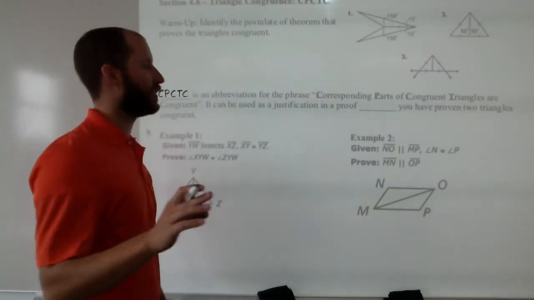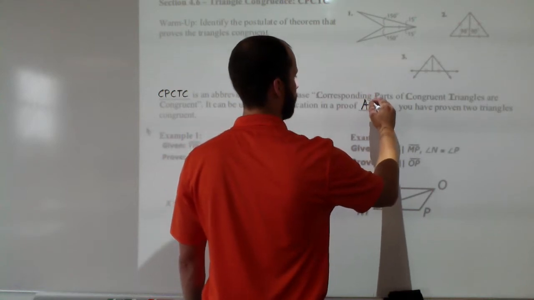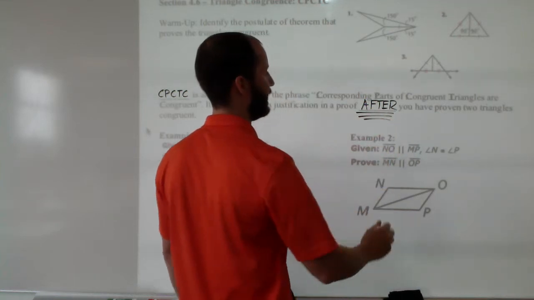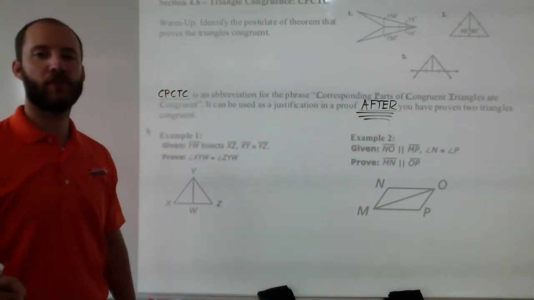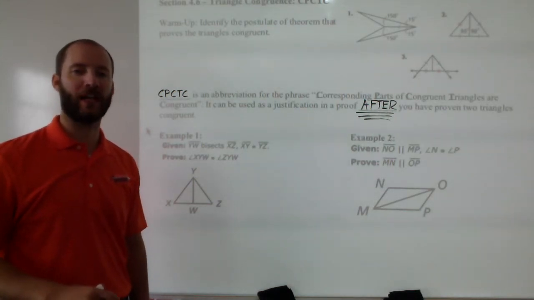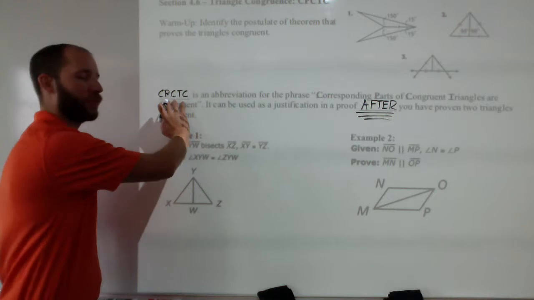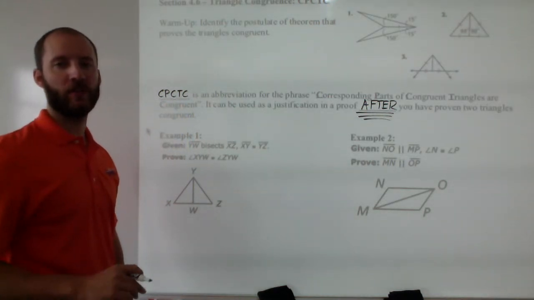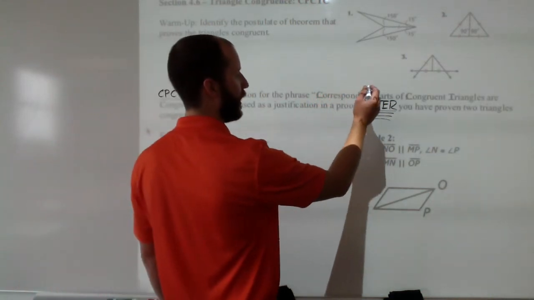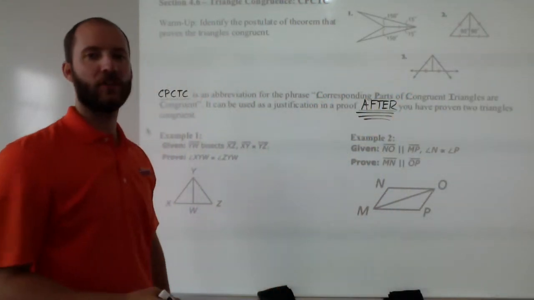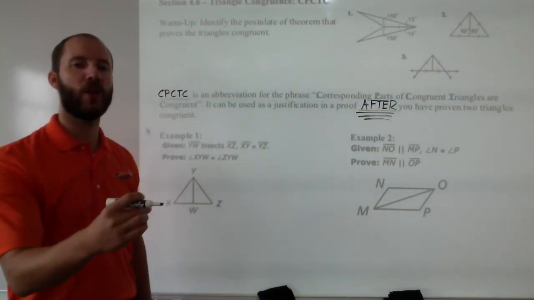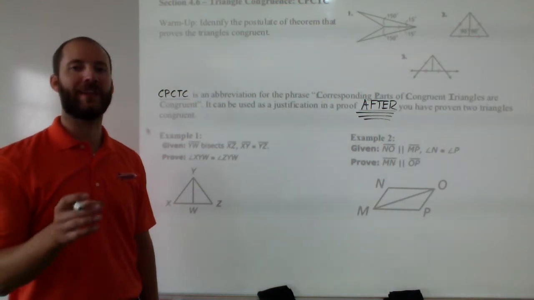It is used as a justification after, I cannot stress this enough, after you have proven 2 triangles congruent with one of those 6 options we've been talking about. This does not prove that 2 triangles are congruent. You use it after you have proven 2 triangles are congruent. Because it says corresponding parts of congruent triangles. So it's assuming the triangles are already congruent. How could you use it if you don't know they're already congruent? So you have to use it after.